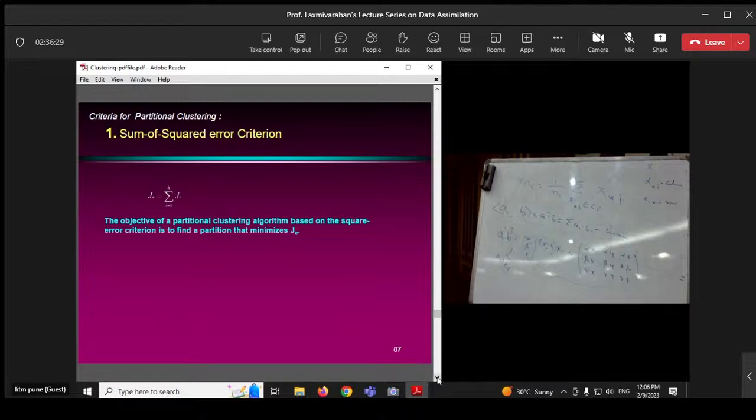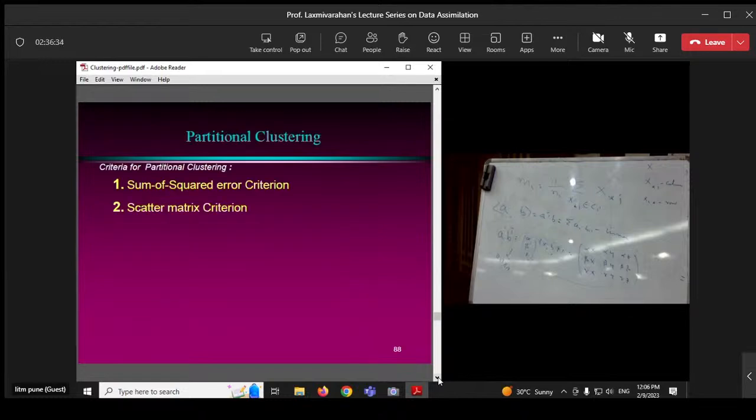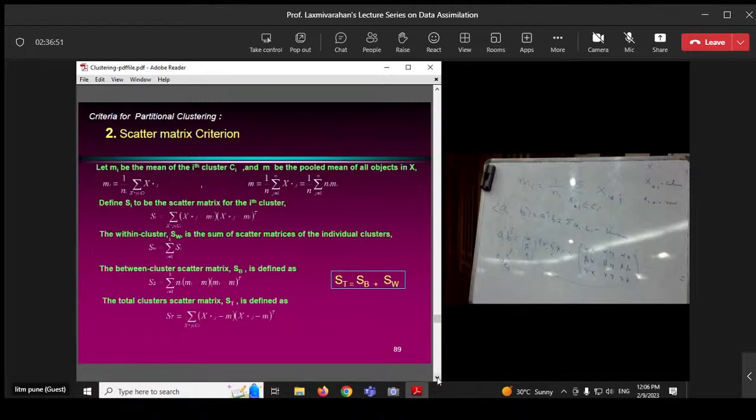So the sum of the square error criterion is what we are after. The second criterion is the scatter matrix criterion. You remember the one I already alluded to when I talked about Ward's method? The total scatter is fixed. The scatter refers to the spread. So now I'm coming to the scatter matrix criteria. J is one criterion, the total scatter is another criterion.